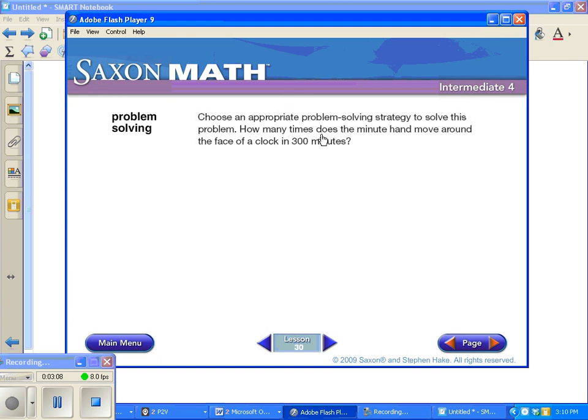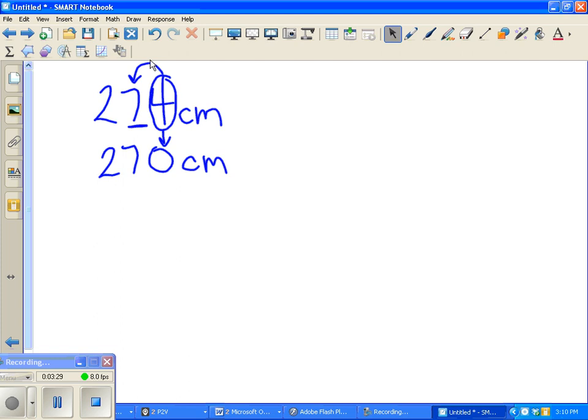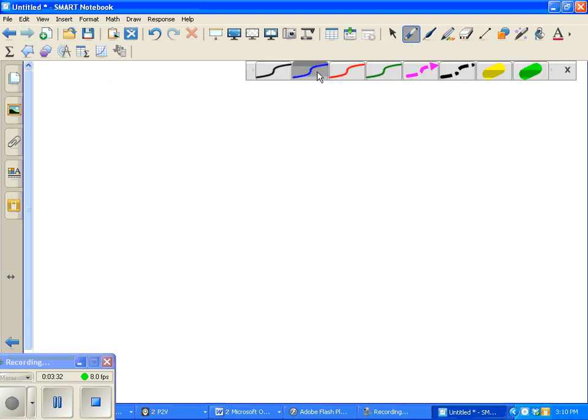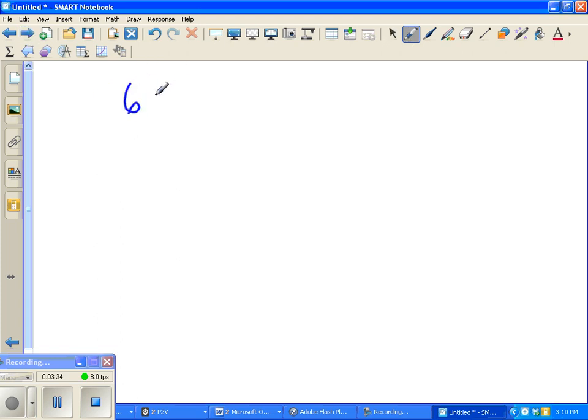Problem solving. How many times does the minute hand move around the face of a clock in 300 minutes? Well, I know the minute hand moves 1 time around in 60 minutes. So what I want to find out is how many groups of 60 minutes can I get out of 300? So the strategy that I would like to use is to just count by 60s, which is a lot like counting by 6s. You see, you just think about the 6 and then tack the 0 on. Okay, so 6, 12, but I have to add on a 0.